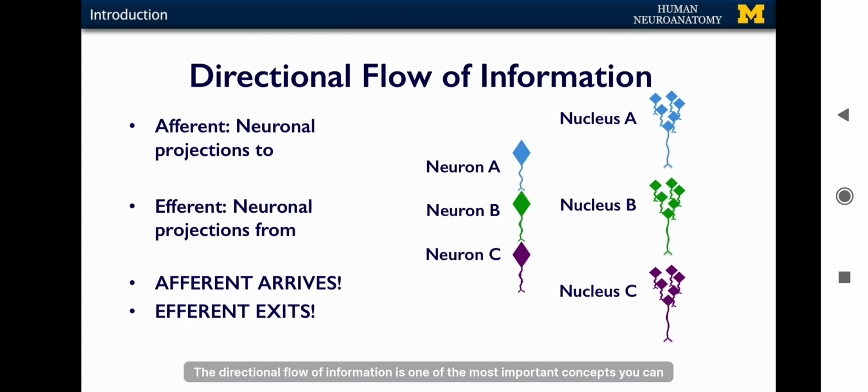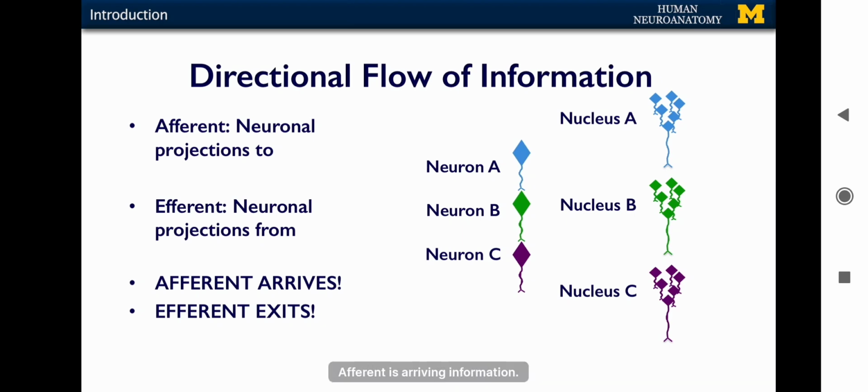The directional flow of information is one of the most important concepts you can grasp when you're learning about the nervous system. Afferent is arriving information. Efferent is exiting information. So if we look at these little diagrams, if we have neuron A, it has afferent information coming in from out here, and its efferent information is exiting through its axon down to neuron B.